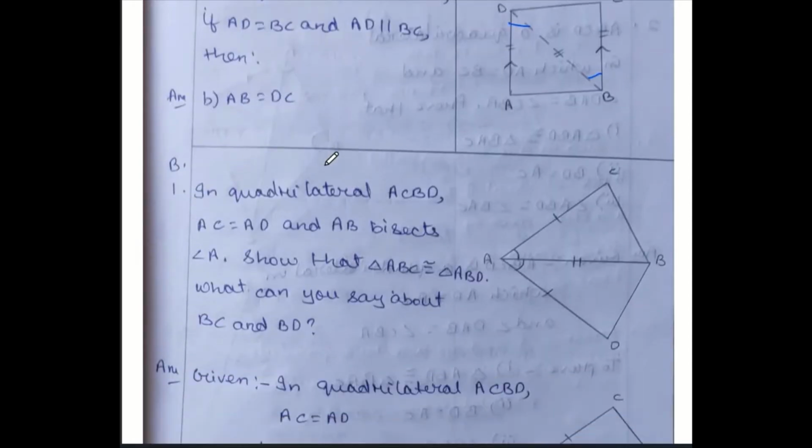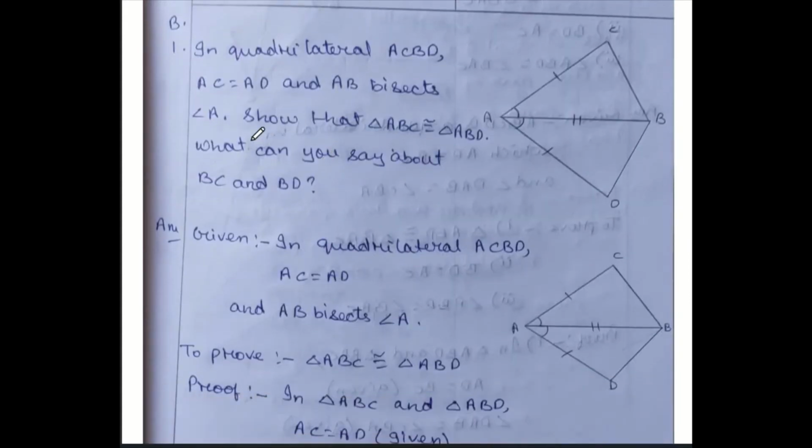Now the main question, number B, number 1. These are not MCQ questions, they are either 3 marks or 5 marks. So B, number 1. In a quadrilateral ACBD, the diagram is also given in the question itself, where AC and AD are equal, and AB bisects angle A, so that triangle ABC and triangle ABD are congruent. Then what can you say about BC and BD? The diagram is already given in the question.